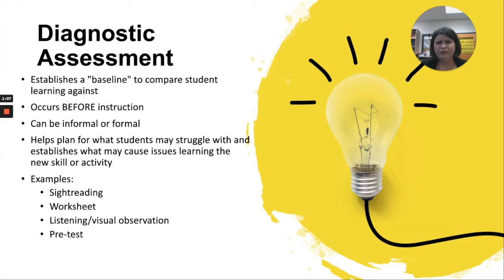It helps us really figure out where the students may struggle, what causes issues they may have, or when the new skill or activity is being learned where we know they're going to just have some holes. And maybe even we may find some holes in their prior knowledge that we want to activate. So some examples of diagnostic assessments that we may use are sight reading. We may use a worksheet. We may use our listening or visual observation as well as pretest data, just kind of depending on what you're going to assess.